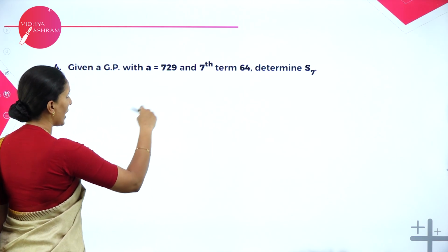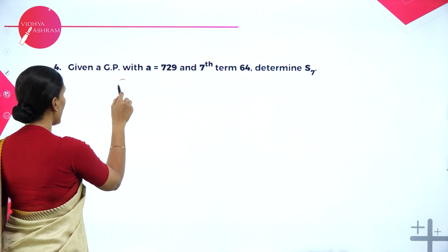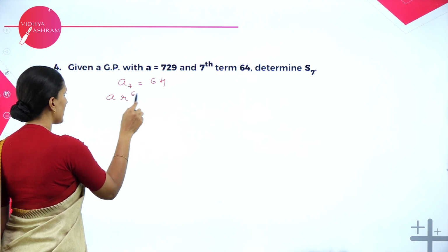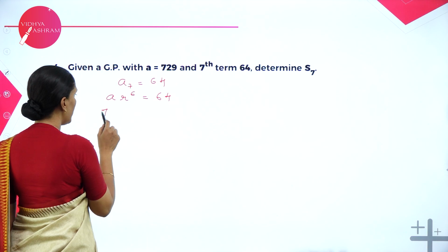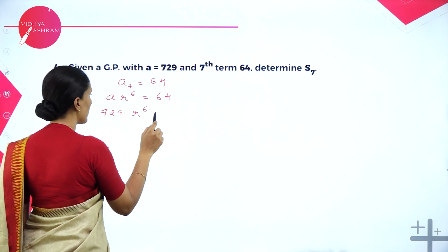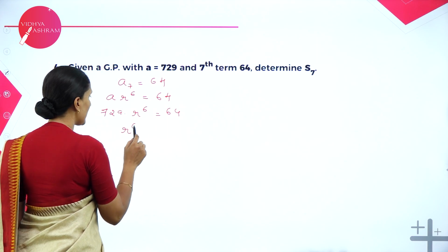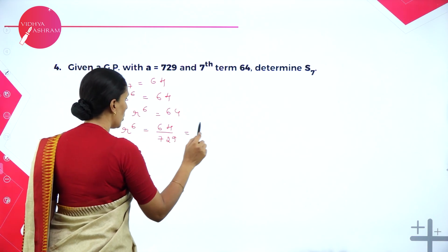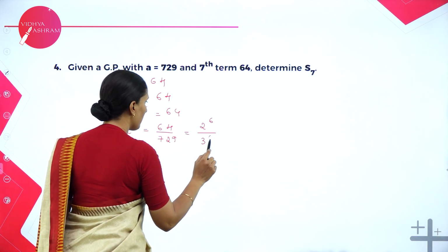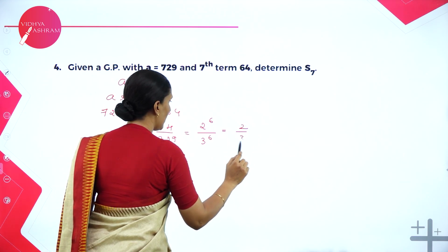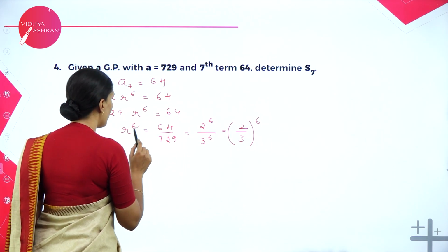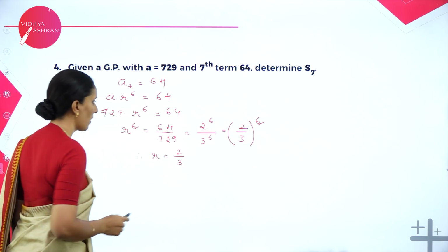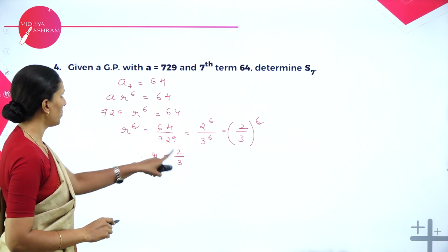So A is 729, 7th term is 64 means A7 is equal to 64, which can be written as A r power 6 is equal to 64. 729 into r power 6 is equal to 64. R power 6 is equal to 64 divided by 729, which can be written as 2 power 6 divided by 3 power 6, or 2 by 3 whole power 6. Now the powers are same, so therefore the value of R can be taken as 2 by 3.